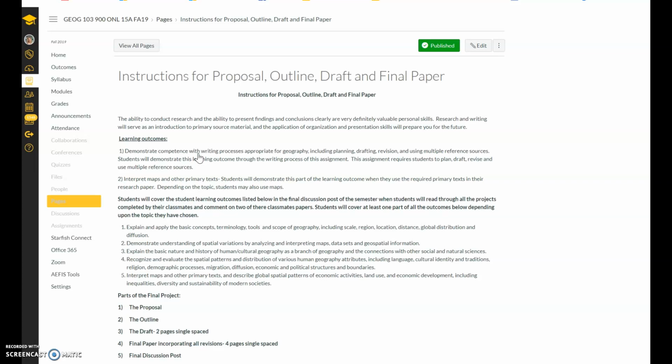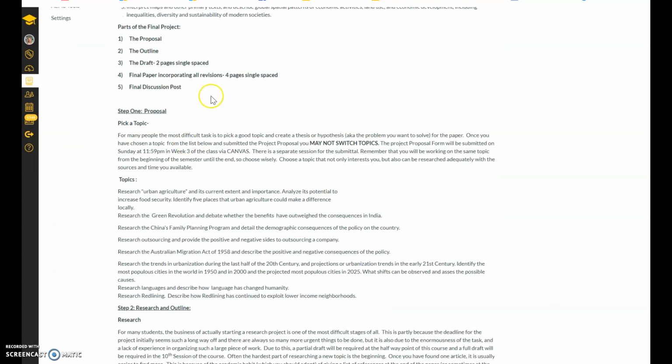All right, so here are all the learning outcomes that are covered. The proposal, the outline, your draft is 2 pages single spaced, and then your final paper has to be 4 pages single spaced. So here are all the things.